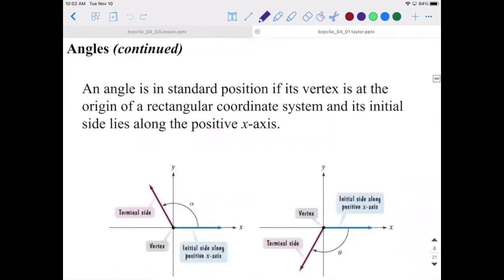An angle that is drawn in standard position is when its vertex is at the origin of a rectangular coordinate system and the initial side lies on the positive x-axis. So first of all, a rectangular coordinate system is just the x and y axis. So we always start by drawing our initial side on the x-axis, and then we open up our angle, whatever degree measure we need, and then we end with our terminal side. If we have a negative angle, we start with our initial side on the x-axis, and then we open down.